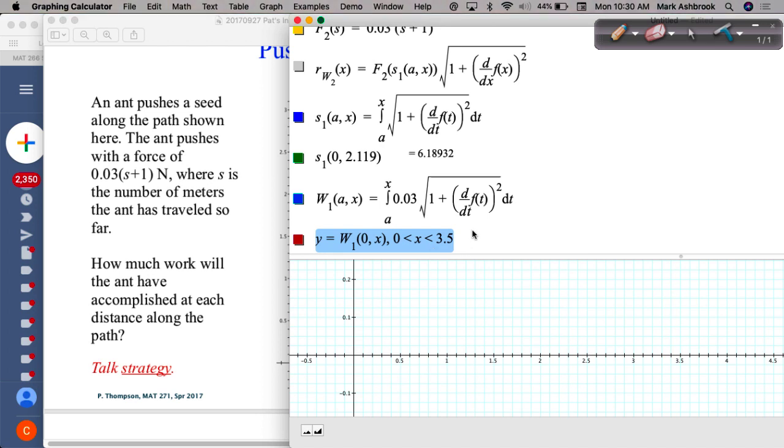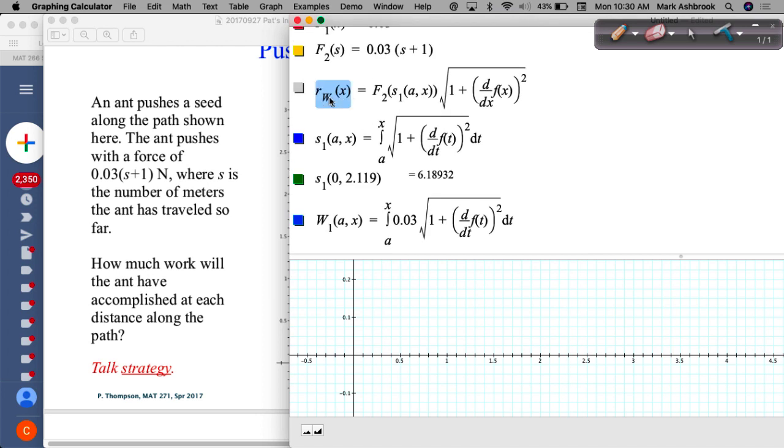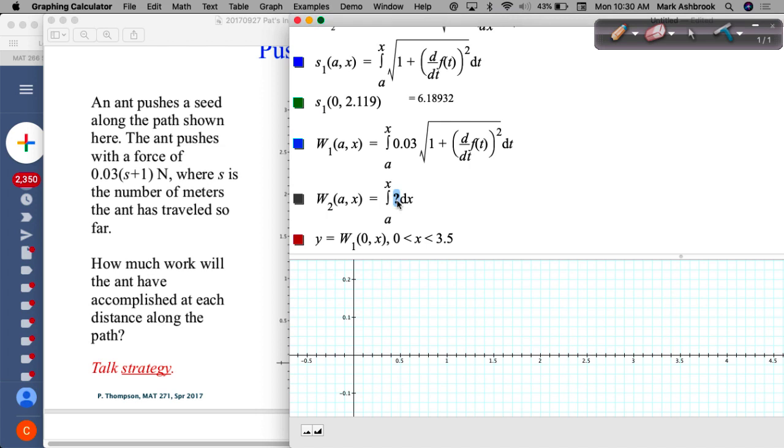Oh, we never set up the work function. But that's easy. Now that I got the rate function, what do I write? W2 of a to x equals the integral from a to x of this baby right here, t dt. And I'm going to graph it.